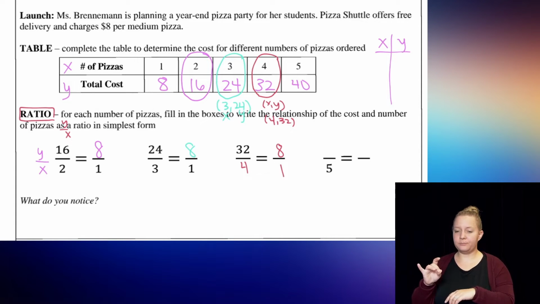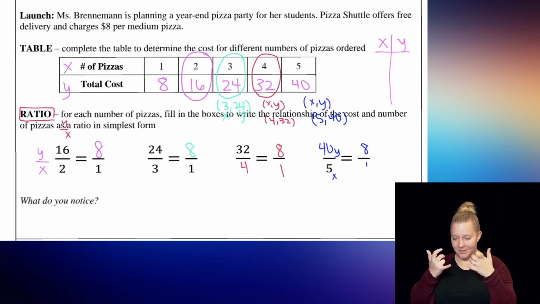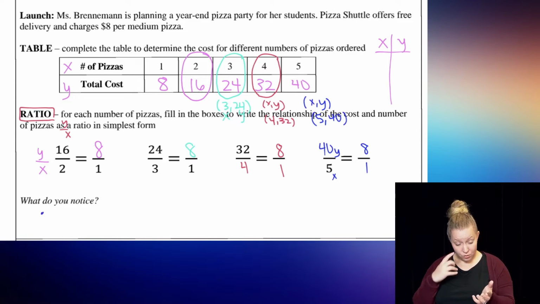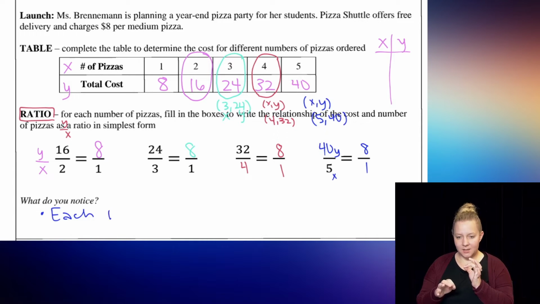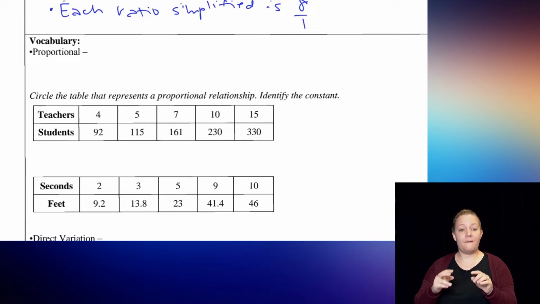And then lastly, if I have a denominator of 5, that's our X value. So then our Y value for that point, X comma Y, is 5 comma 40. I know that 40 needs to go up in the numerator for the Y value, and 40 divided by 5 is still, in fact, 8 over 1. So what did you notice? Hopefully that each ratio simplified is 8 over 1.